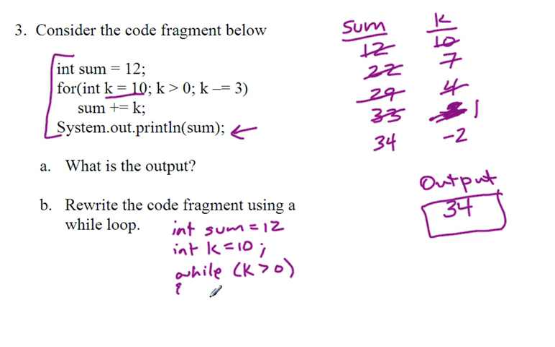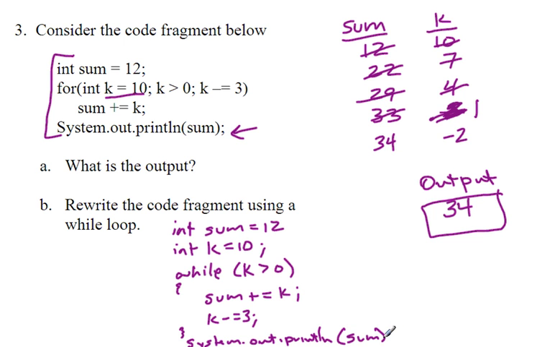Then I do the work inside the while loop, sum plus equals k. And the last thing I do in my while loop is this, where I change the value of k. So k minus equals 3. That has to be the last step because of my for loop. That was the last thing I did each time. I close that, and then the last after the loop is to print. So System.out.println(sum). And this while loop will do the exact same thing as the for loop.